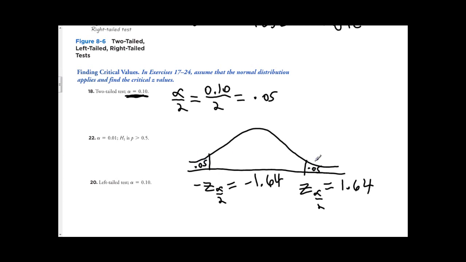We have a rejection region on each tail. So any test statistic above 1.64 is going to lead us to reject the null hypothesis, and any test statistic below negative 1.64 is going to cause us to reject. But any test statistic in this region here is a usual value, so we will fail to reject the null hypothesis. That's how this is going to go. We're going to use these critical regions to determine what we should do with the null hypothesis. So let's calculate the next one.